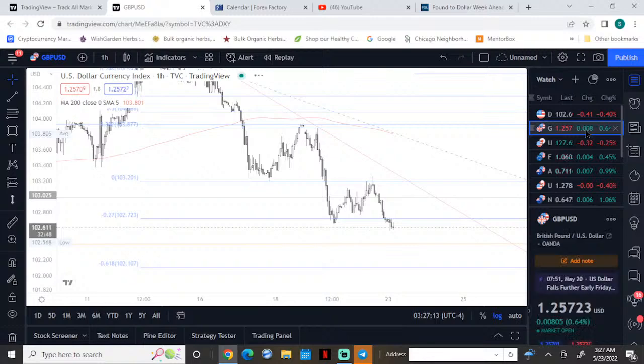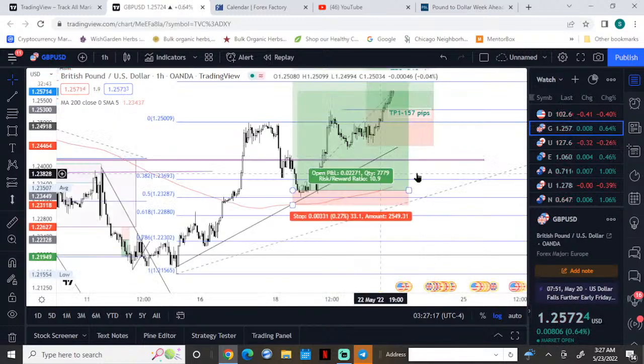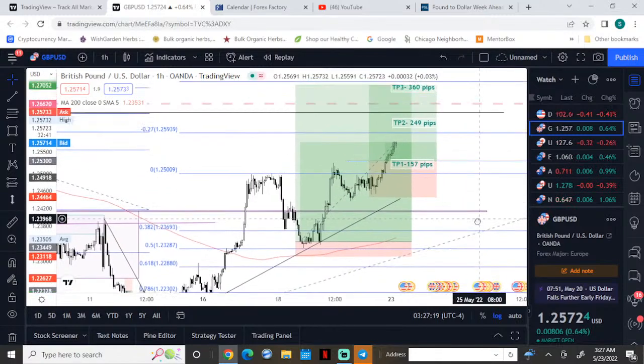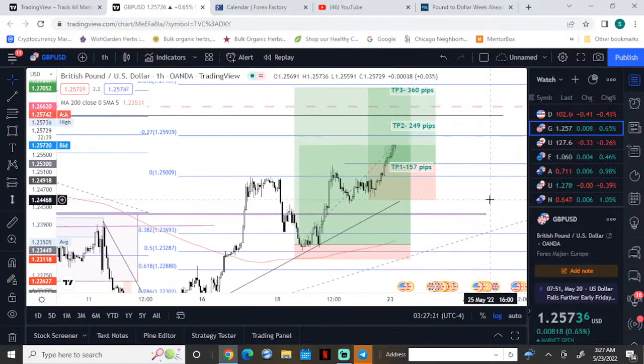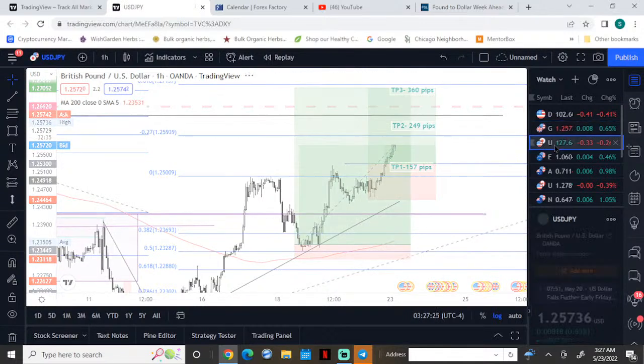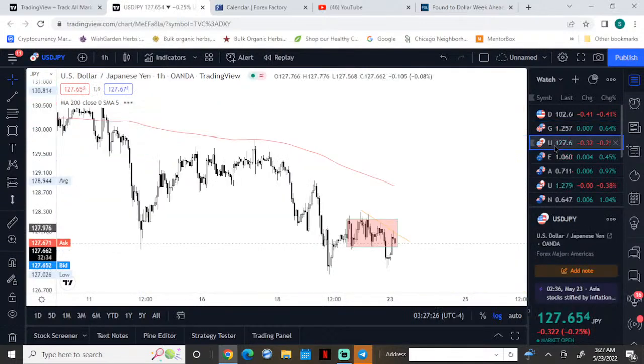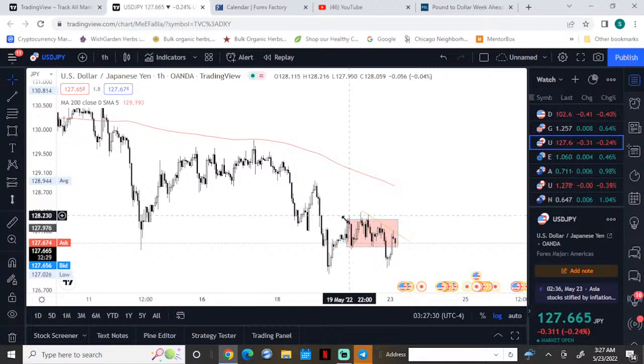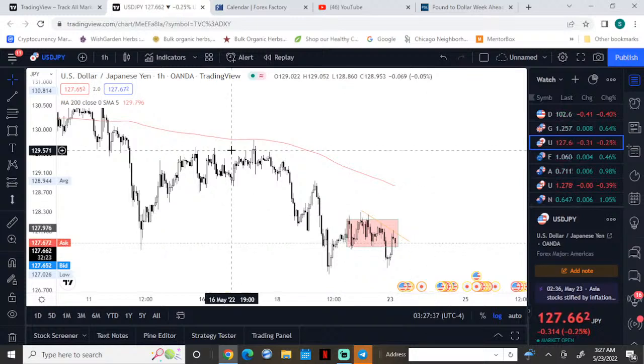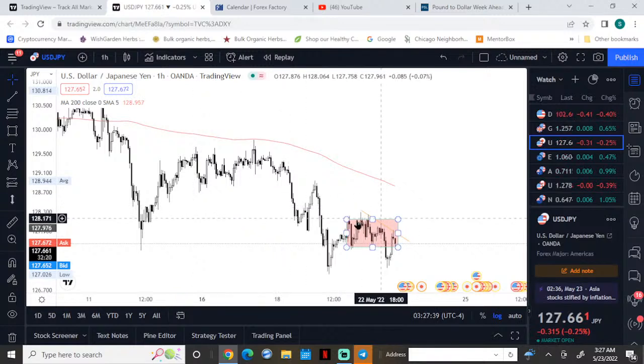All right, let's go back to our GU position. What's going on? Price is perfectly moving on up to TP2. We like to see those TPs hit. All right, next we got USD JPY. I marked up this consolidation and this trend line last night. I'm gonna actually clear this so I can mark up a full chart.